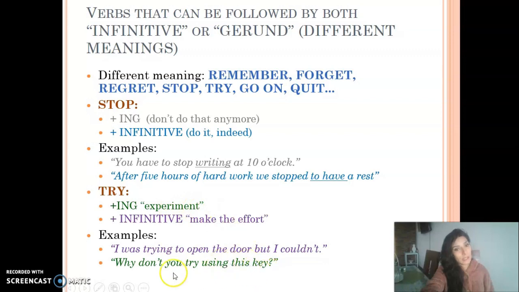But if we change it, why don't you try to use this key? It means that we are making the effort with this key. So we have to bear in mind this, and we have to be very careful because the meanings are different. If you want to express something and you don't bear this in mind, you may be misunderstood.